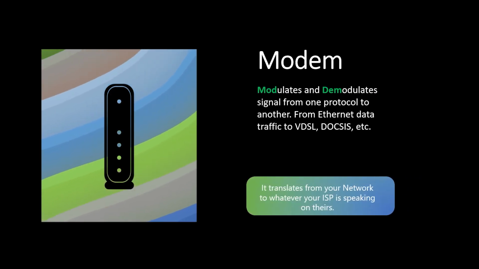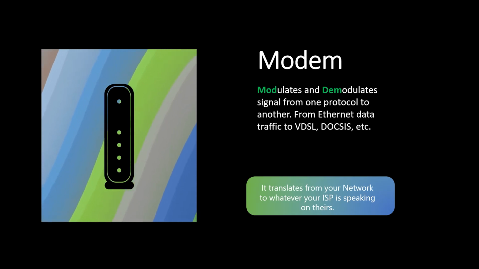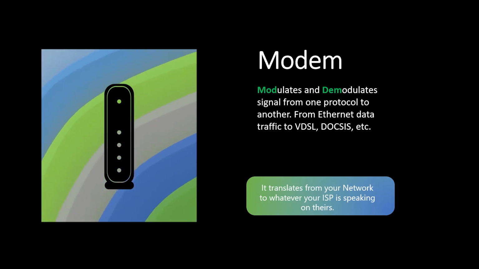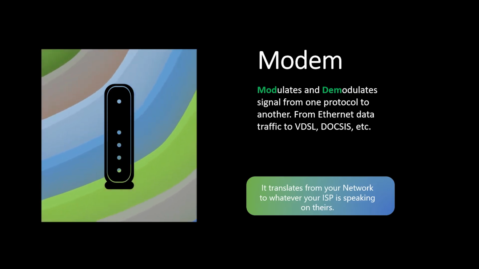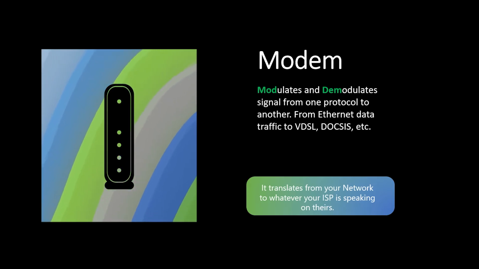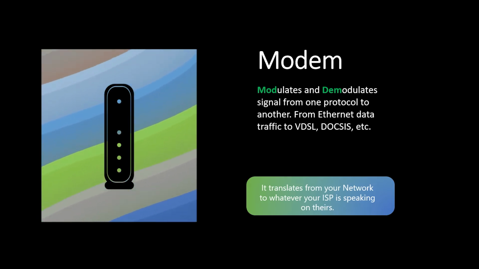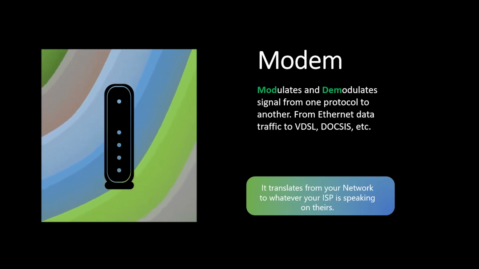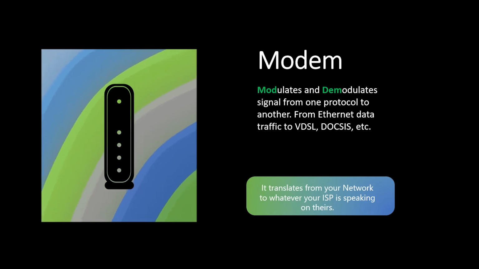Alright, so first on our list is a modem. A modem modulates and demodulates signal from one protocol to another. Typically on your network, it's going to speak Ethernet, and then your ISP is going to use something like VDSL or DOCSIS if it's over a cable modem. A modem basically just translates your network to whatever your ISP speaks on their network.